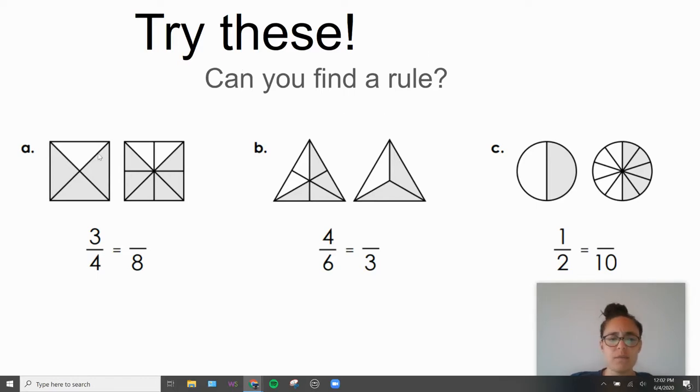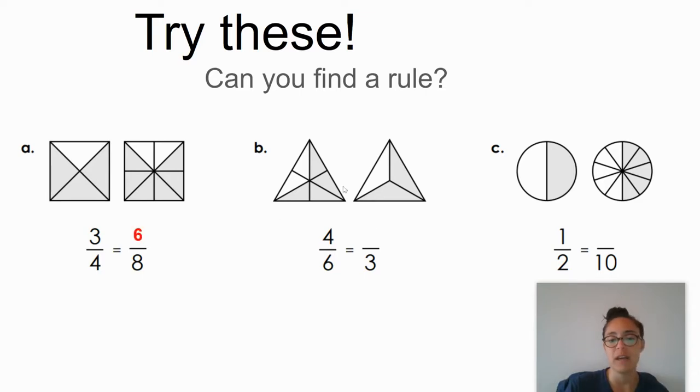Can you try to find a rule? So I'm going to take a moment. You pause this video, and we are going to see what the rule is. So I see my shape over here, and I have 3 shaded out of 4, which is given to us. And now if I break that into half, I have 1, 2, 3, 4, 5, 6 out of 8 pieces. So I would do 6/8.